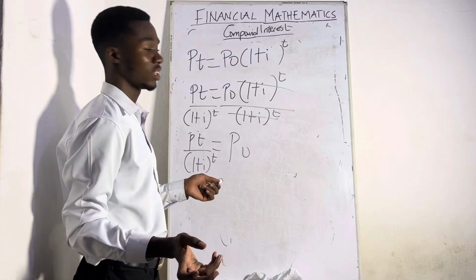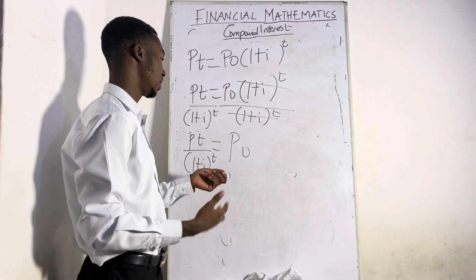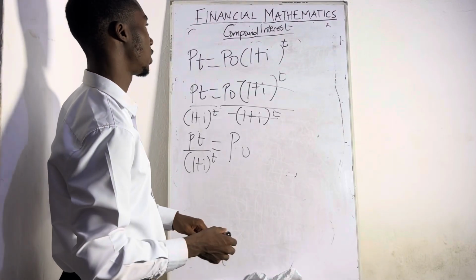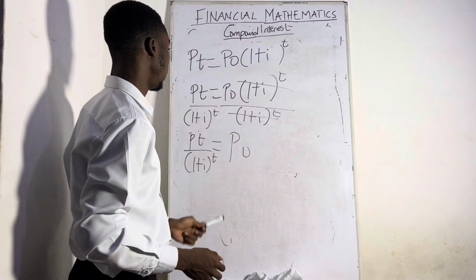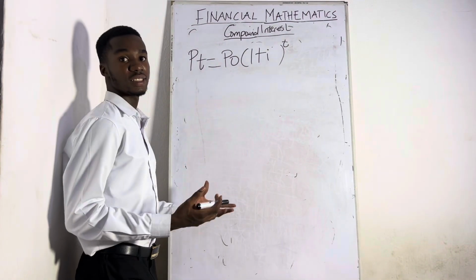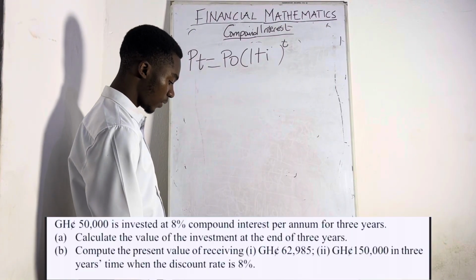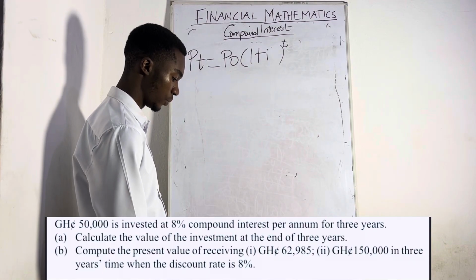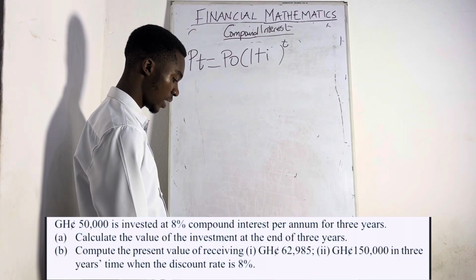This Pt is the future value. The I is the same as the R, or the rate, or the interest rate. Then T is the time or the number of years. You get it? So for compound interest, if you want to find the future value, this is what you use. If you want to find the present value, this is what you use. So now let's take an example under compound interest to understand it better. It says 50 cedis is invested at 8% compound interest per annum for 3 years. Calculate the value of the investment at the end of 3 years.